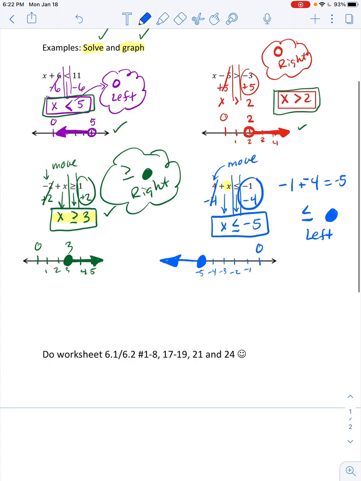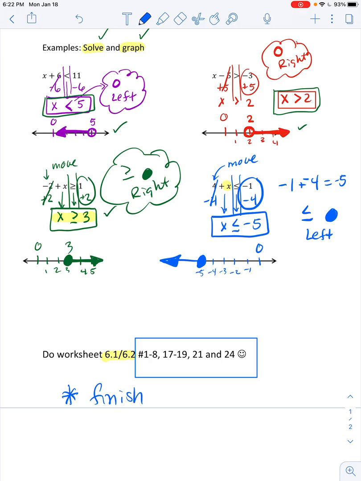So what you're going to be doing today is actually on paper. It's not an IXL. There is a worksheet on Schoology. So you're going to do the 6162 worksheet, but because we only focused on the adding and subtracting, you're not doing all of the problems for today. So the ones that you are going to focus on for today are right here. You're going to do 1 through 8, 17 through 19, 21, 24, and then tomorrow you're going to be able to use the notes to finish the worksheet tomorrow.